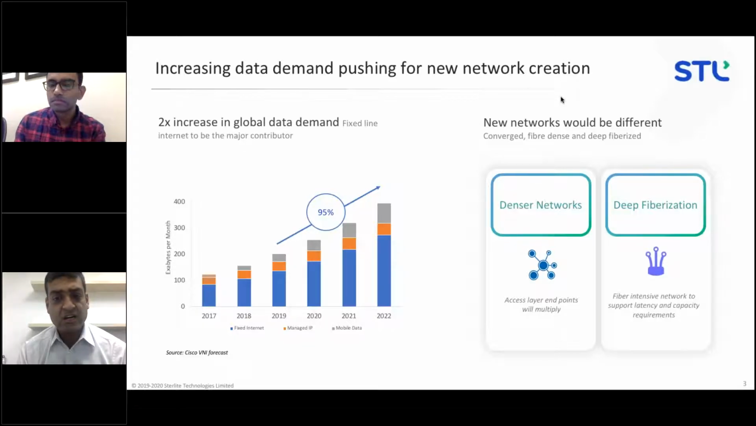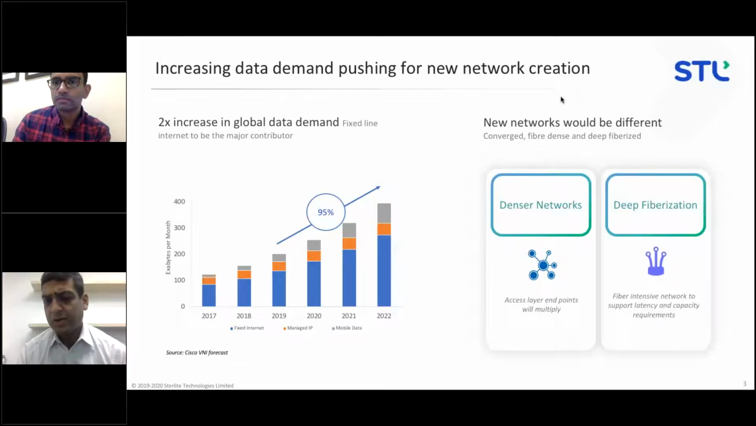We are seeing the convergence between optical and wireless communications. We are seeing denser networks where the number of endpoints in the access layer are growing many fold. And finally, these networks are going to require a very different level of fiberization, where optical fiber begins to penetrate areas of the network where it hasn't done so before.